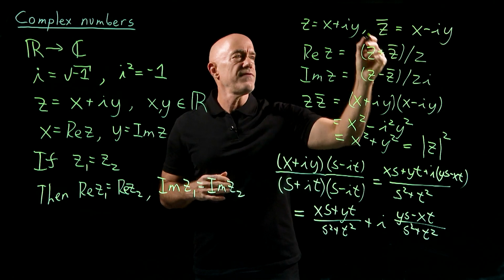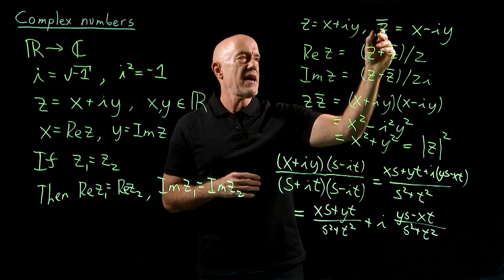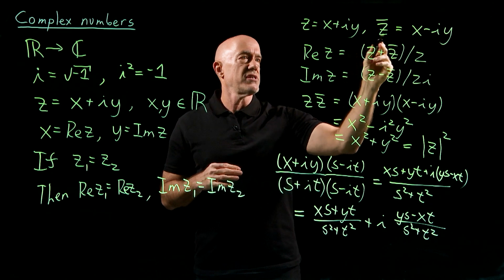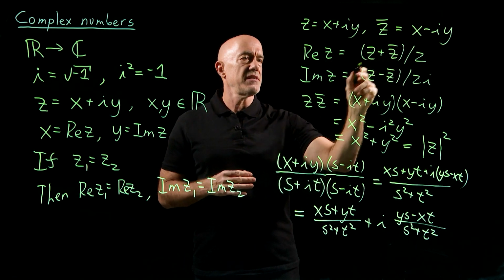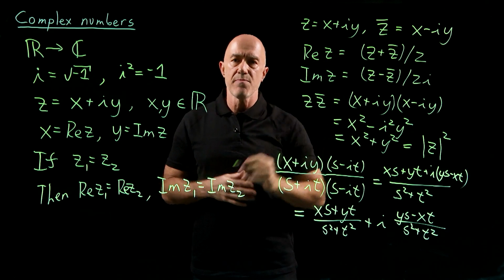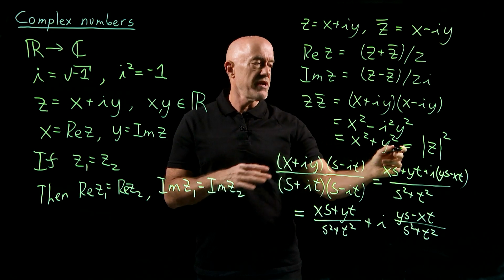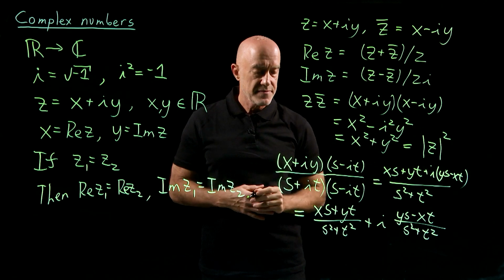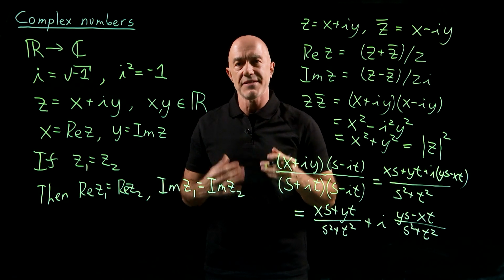I introduced a new function, which is called the complex conjugate. We represent that as z bar, and all that does is change the sign of i to minus i. So using z and z bar, we can pick out the real part of z and the imaginary part of z. And if we multiply z and z bar, we can define the absolute value of z squared. Then I showed you the technique on how to divide two complex numbers.